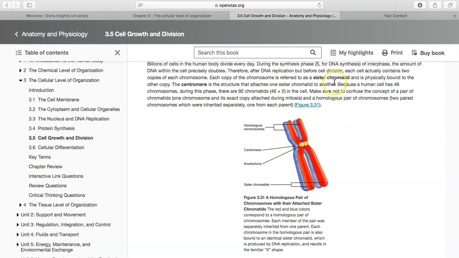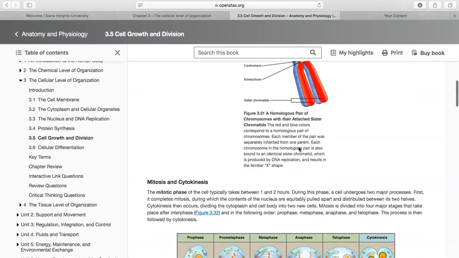Okay. Sister chromatids are physically bound to each other by this structure called the centromere. So it's just this little structure that holds sister chromatids together. There's another structure called the kinetochore that will hold the duplicated homologous chromosomes together. That's the kinetochore. And they're sort of in the same area, right in the middle. But once again, centromeres hold sister chromatids together. The kinetochore holds homologous chromosomes together.